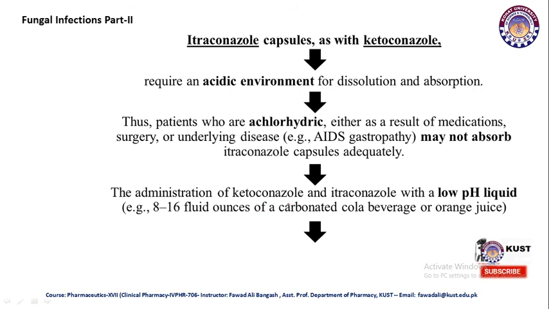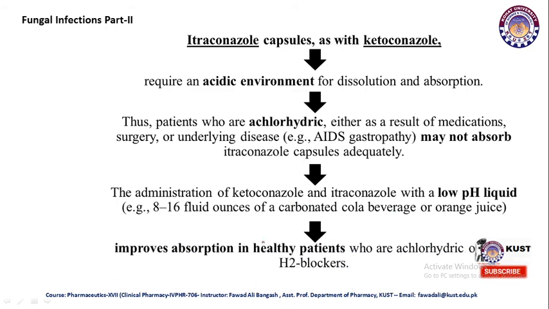So, the administration of ketoconazole and itraconazole with a low pH liquid, for example 8 to 16 fluid ounces of carbonated cola beverages or orange juice, improves absorption in patients who are achlorhydric or are on H2 blockers.